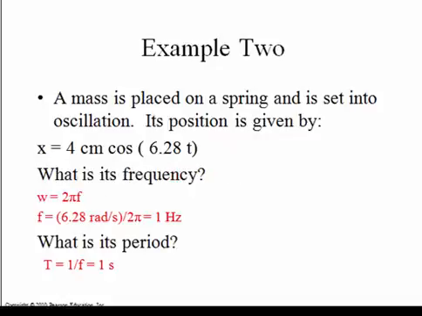What is its frequency? We will use the formula for omega to find f. Omega equals 2 pi f, so f equals omega over 2 pi, or 1 hertz. What is its period? Its period is the inverse of f, which is also 1 second.